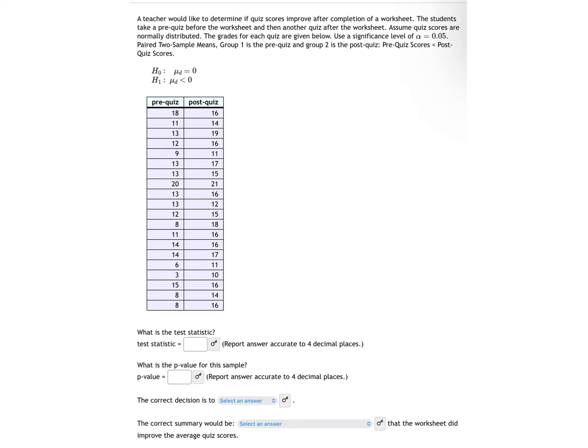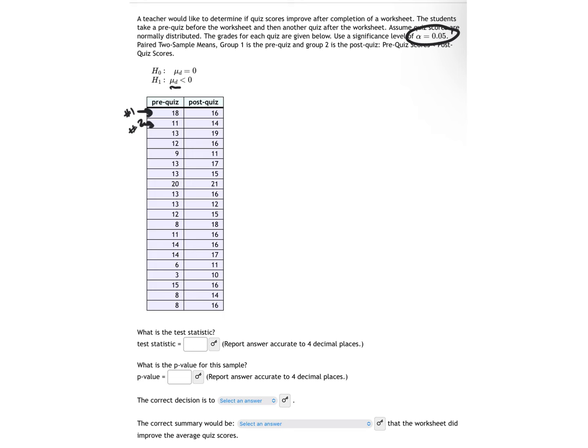All right, so this one, a teacher would like to determine if the quiz improves after completion of a worksheet. The students were given a pre-quiz, then the worksheet, and a quiz after the worksheet, and assume the quiz scores are normally distributed. The grades for each quiz are shown below. I have an alpha 0.05, and we're doing a matched pair test. It tells you this, but we would know it was matched pair test because each line represents one student, and so it's dependent samples. And it also tells us that they want the difference to be less than 0.